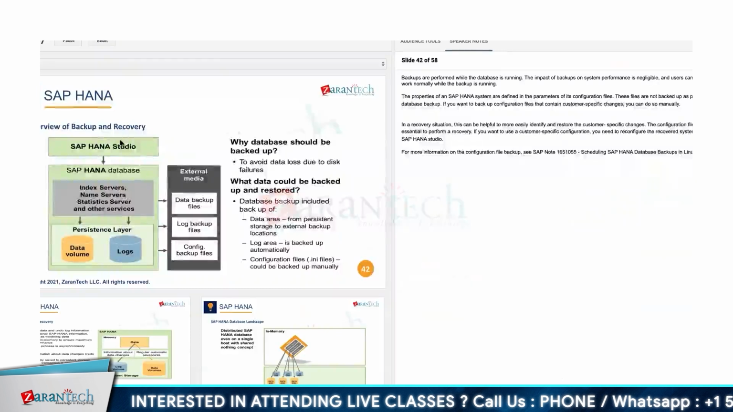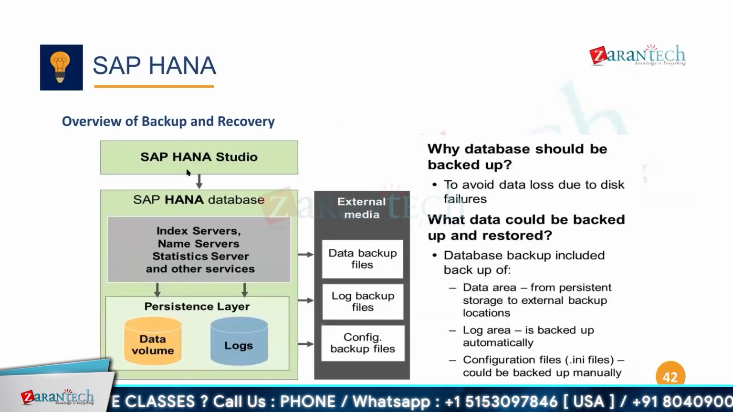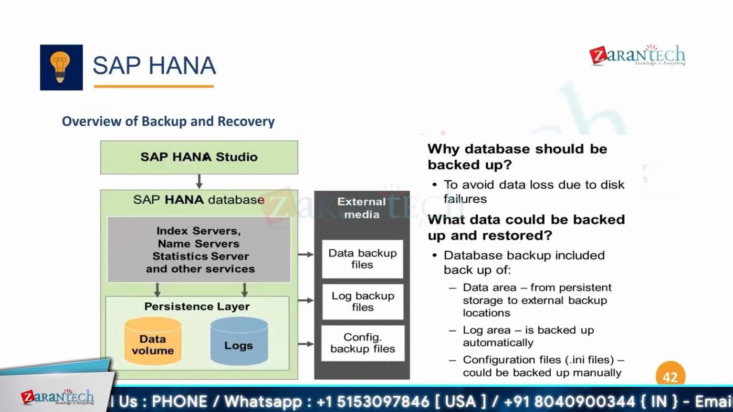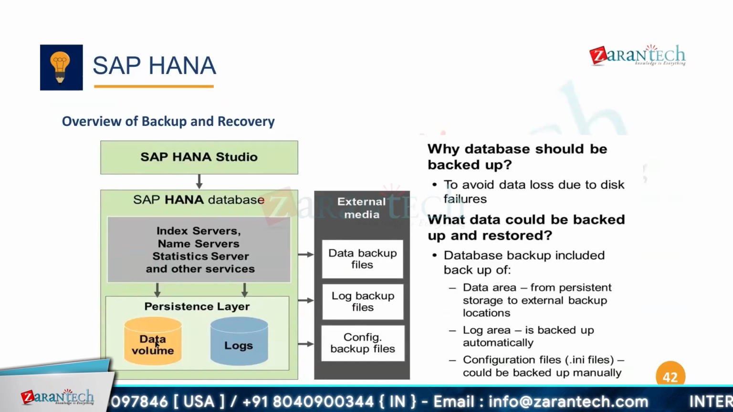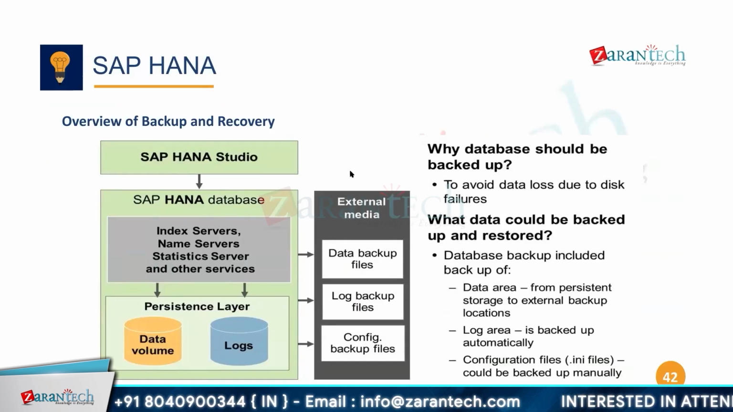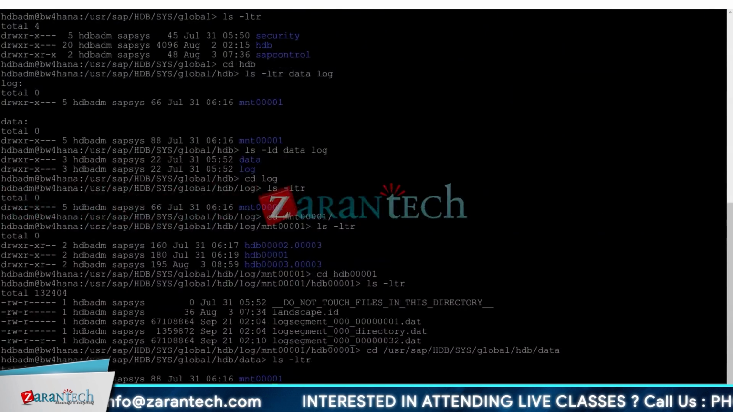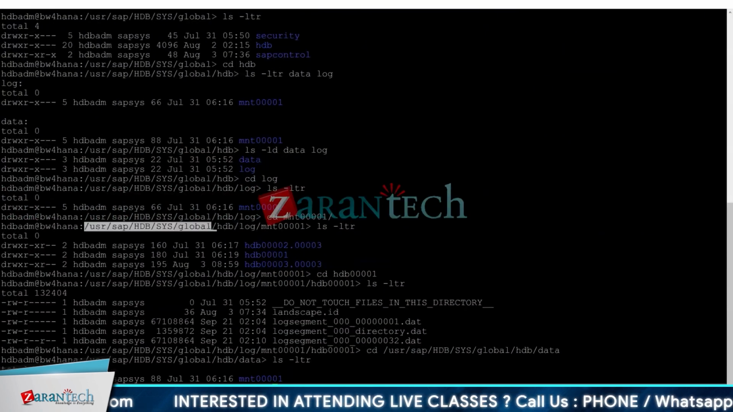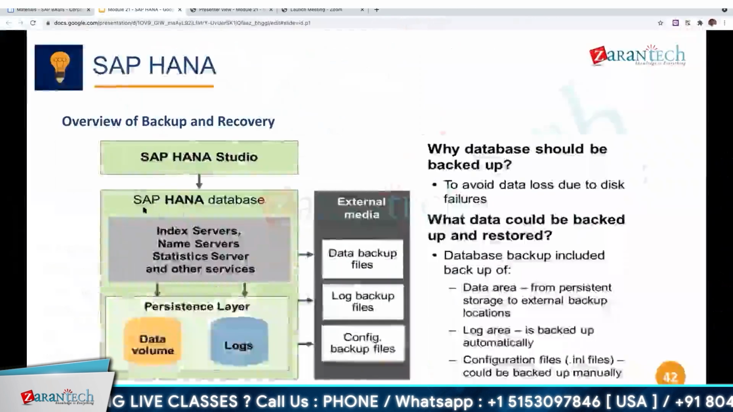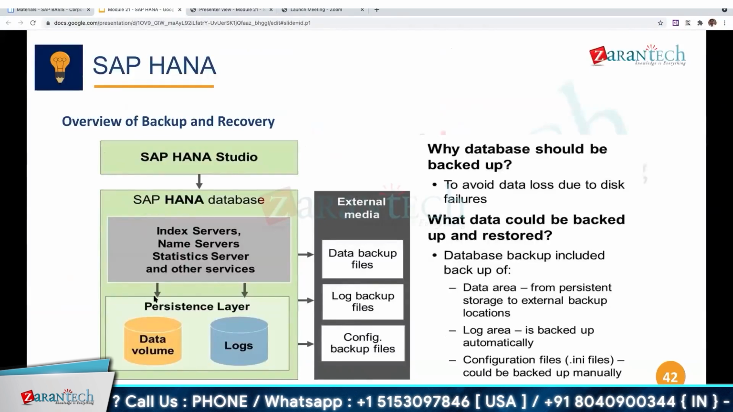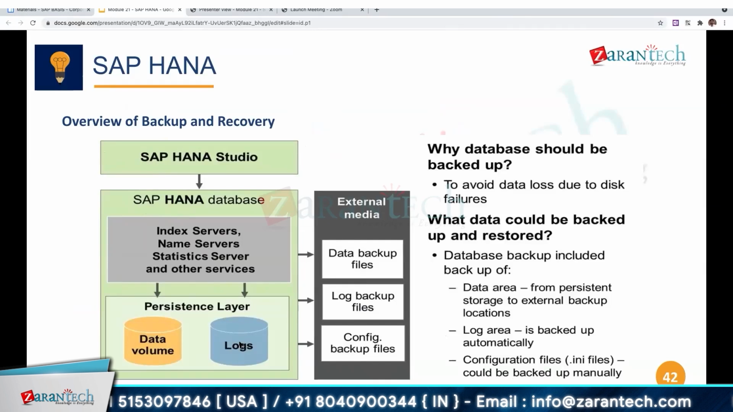Okay, overview of backup and recovery. So you have, in HANA Studio, the SAP HANA database, and you have the persistence layer, data volumes and logs, which I've just shown you, these two directories: the usr sap log directory and the usr sap data directory. From memory, the index server writes to these layers, the data volumes and the logs, in a synchronous way. It keeps on writing the changes, whatever is happening over here.